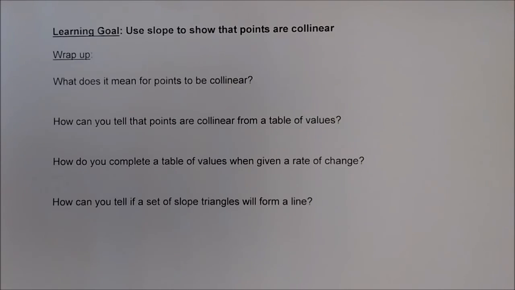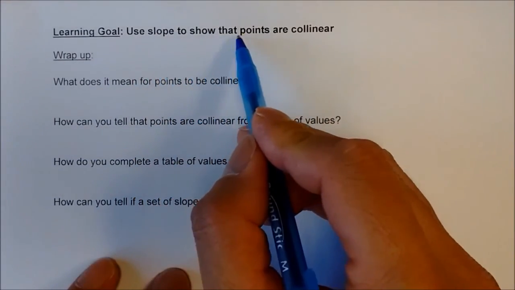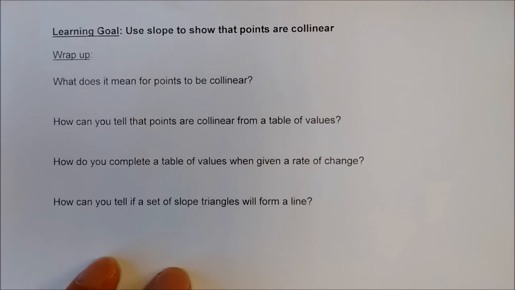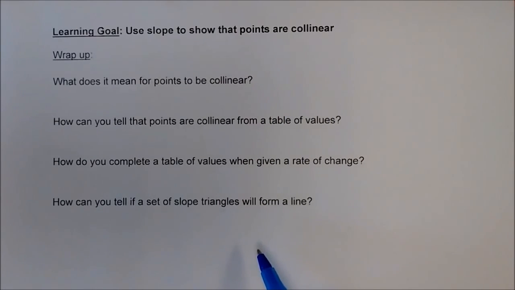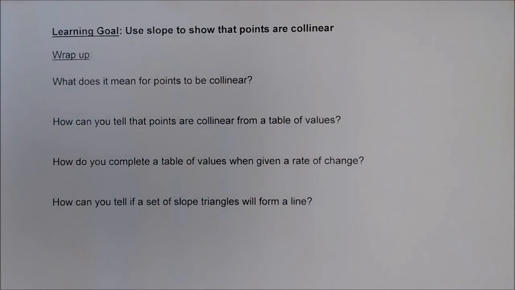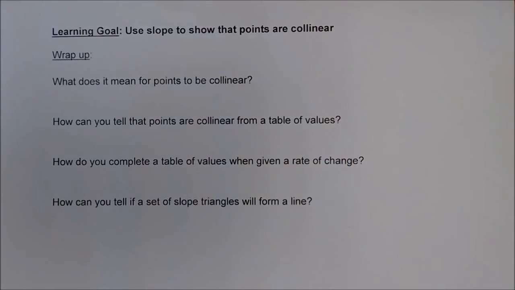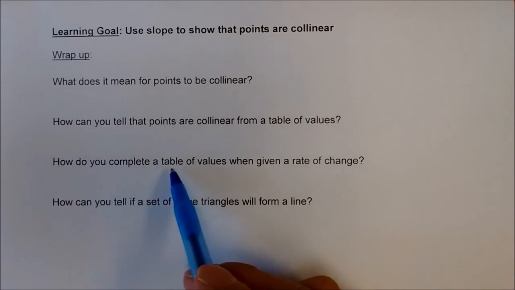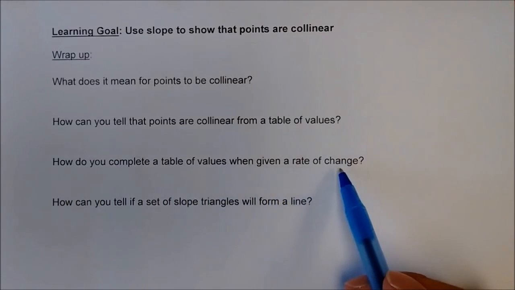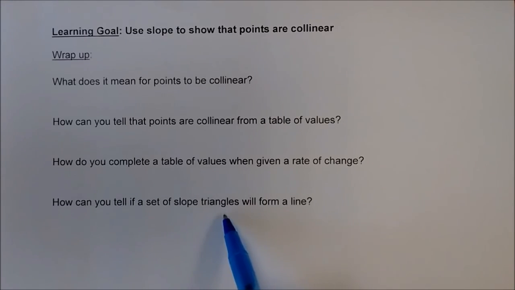As we end the lesson, I want to remind you that the learning goal for this lesson was to use slope to show that points are collinear. For a wrap-up, I want you to discuss these questions with a neighbor. What does it mean for points to be collinear? How can you tell that points are collinear from a table of values? How would you complete a table of values when given a rate of change? How can you tell if a set of slope triangles will form a line or describe the same line?